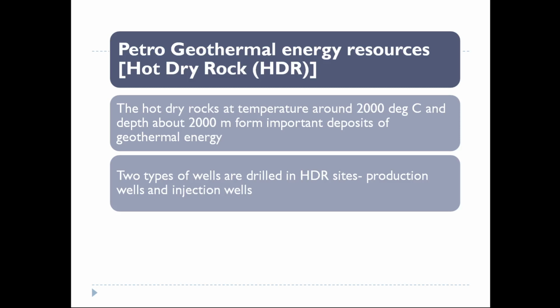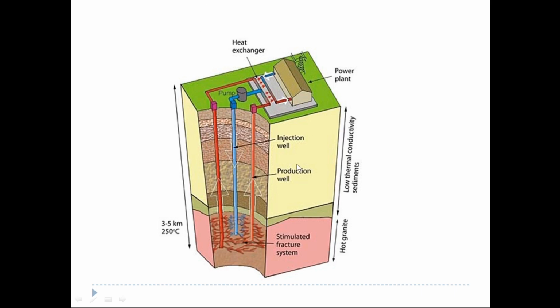So there are two types of wells drilled in the hot dry rock sites: production wells and injection wells. So you can see here there is an injection well shown in this blue color and the production well here you can see. And a fracture is made in this hot dry rock. Okay. A pump will be pumping the water to the well here. I mean the HDR, hot dry rock, around 3 to 4 kilometers.